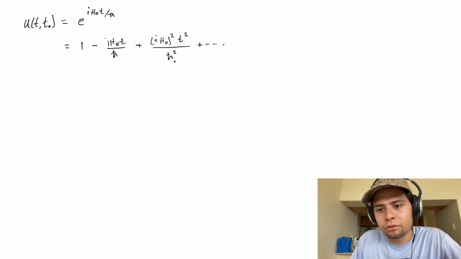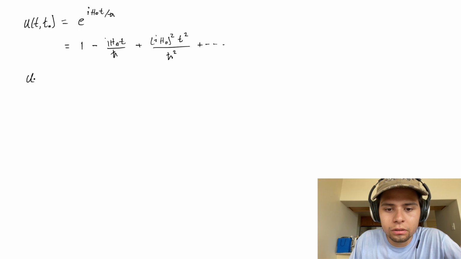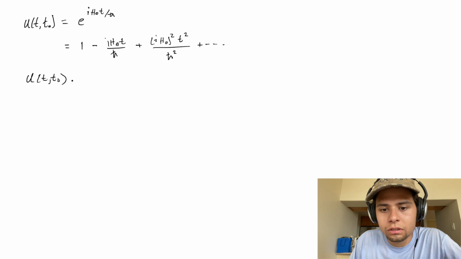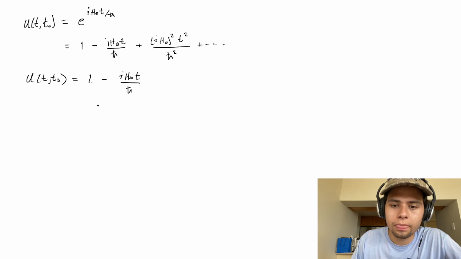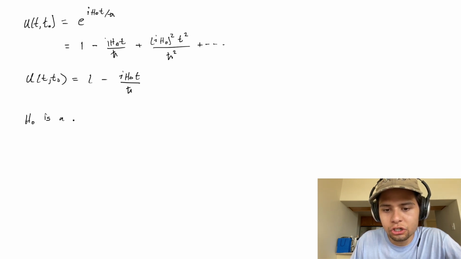This here is really, really small, right? Because Planck's constant is really small, so we can approximate u of t like this: 1 minus i h0 t over h bar. And we call h0 a generator. So h0 is a generator.